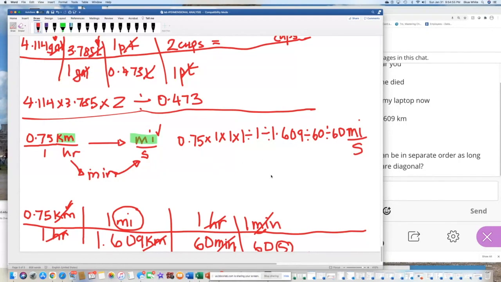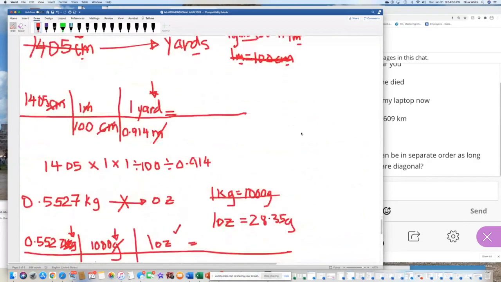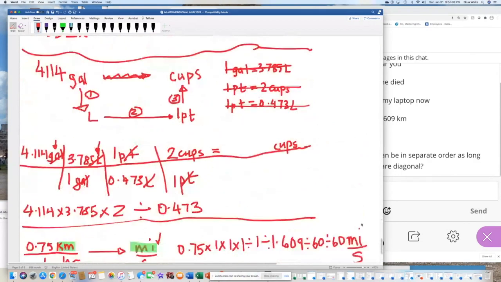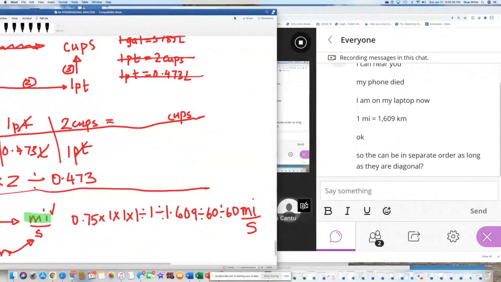So this method will help you solve your lab problems. Now your lab problems will not be as complex. Some of them will be even simpler. Dimensional analysis is frustrating until you figure out that it's actually not that bad. Okay? But yeah, that's it for that lab.